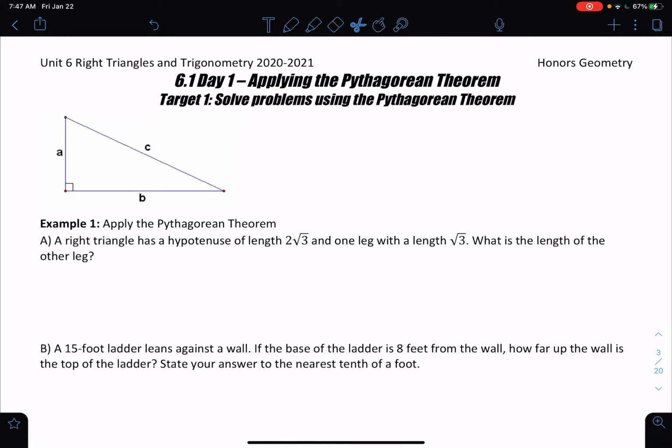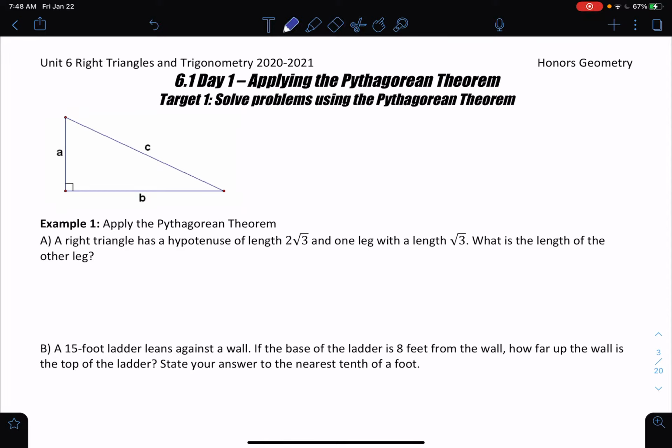Hello everyone, so we're starting out this unit, right triangles and trigonometry, with dealing with the Pythagorean Theorem. Now I know it's something we've worked with in the past to find the distance between 2 points, but here we're just going to be looking at a couple different examples.